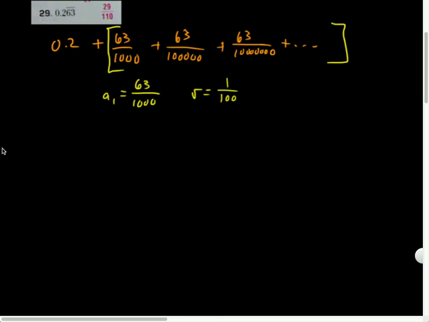So let's find the sum of these infinitely many terms. I believe the formula is a sub 1 over 1 minus r. It's a really nice, simple formula. Find the sum of infinitely many things. I wish other things that took forever could be done so easily. So let's see, 63 over 1,000.